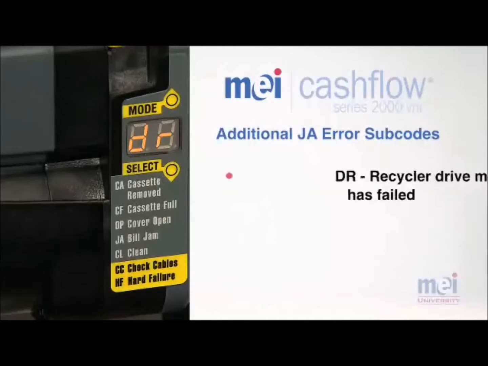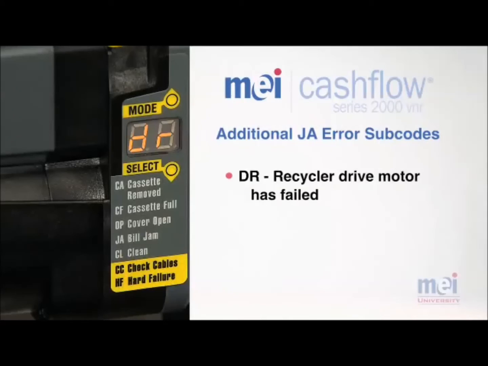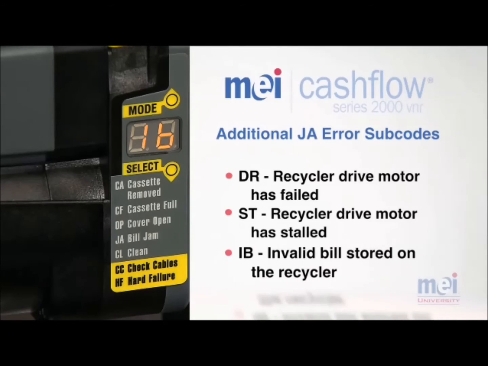The DR code indicates the recycler drive motor has failed. This is the motor that turns the drum and is not moving correctly. An ST error code means that the recycler drive motor has stalled. And lastly, an IB error code means that an invalid bill was stored on the recycler.